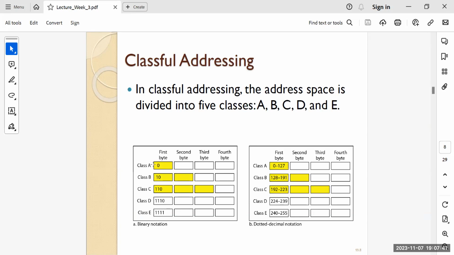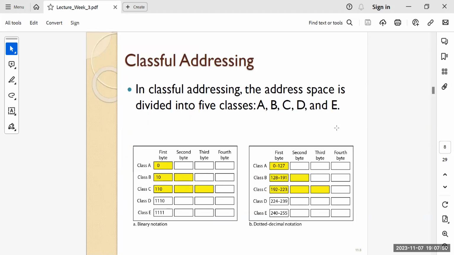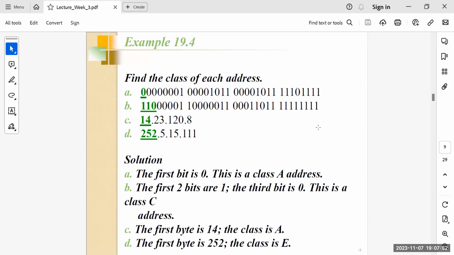So this is how the address space is divided in the classful addressing scheme. Let's move on, and then we will get back to this later as well. First, let us solve a very easy example.